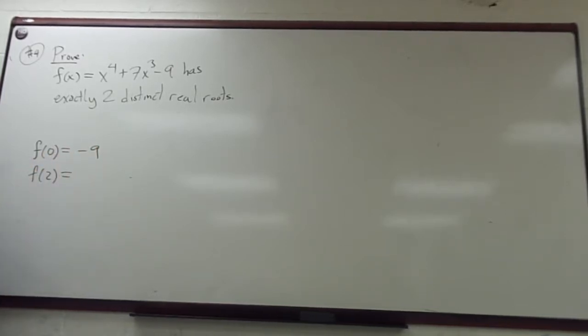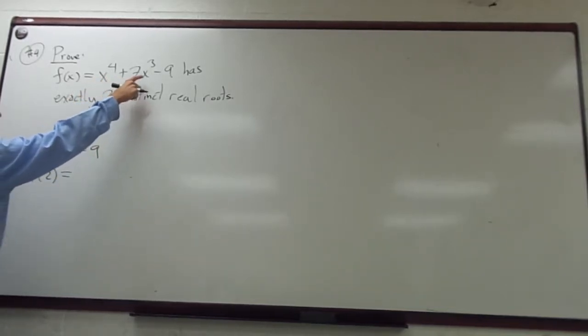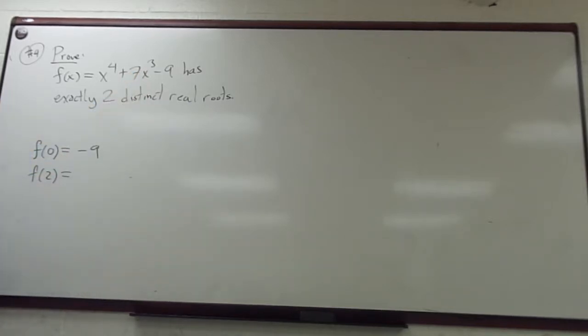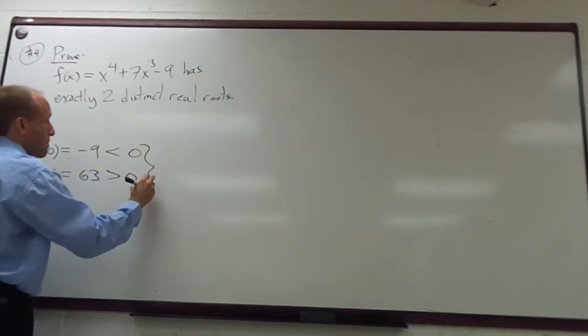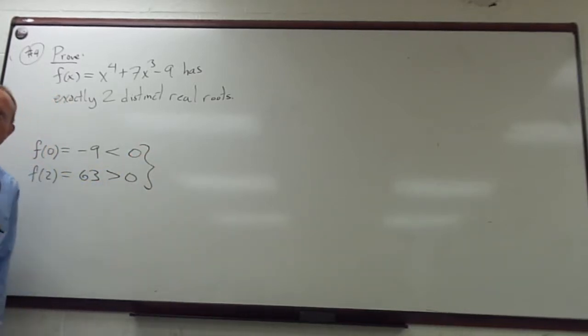So 0 and 2 is what you want me to use? Let's see. So f of 0 is negative 9, and f of 2 is 16 plus 56 minus 9, which is 63. So this one's negative and this one's positive. So we know by the location of roots theorem that they're... Before I use that, what should I do first? Oh, it's a polynomial, so it's continuous and differentiable in there.